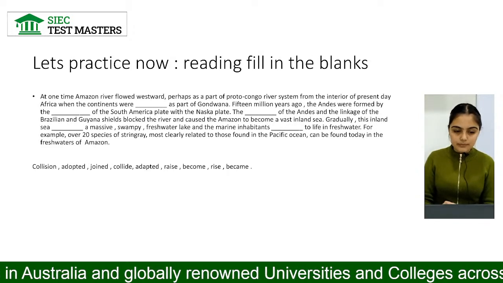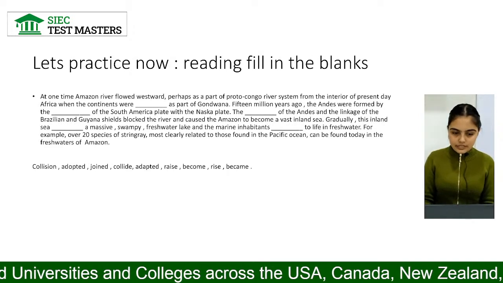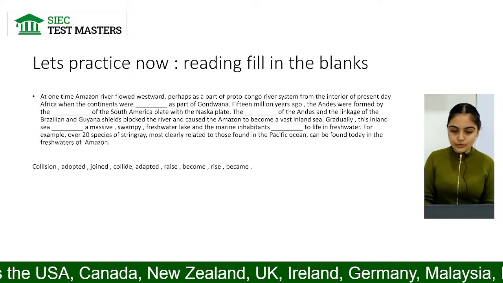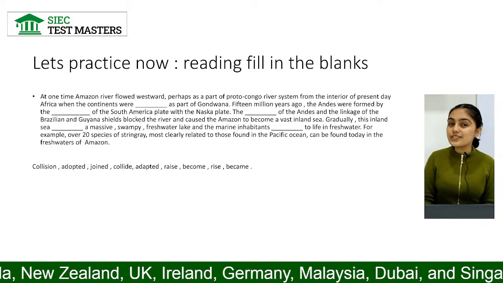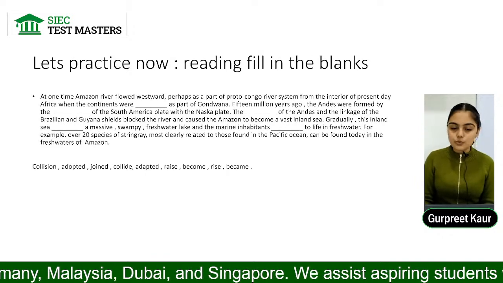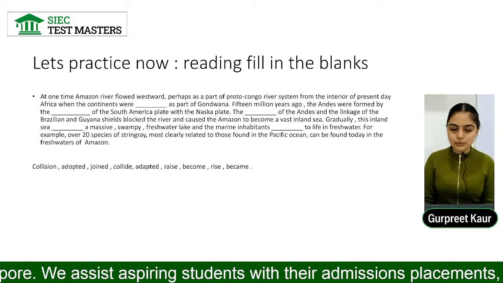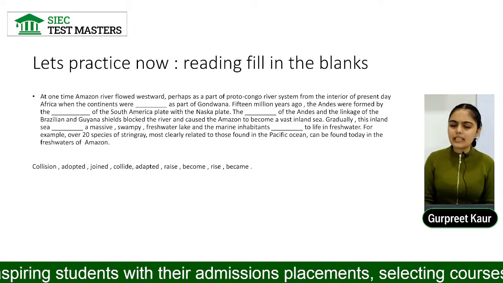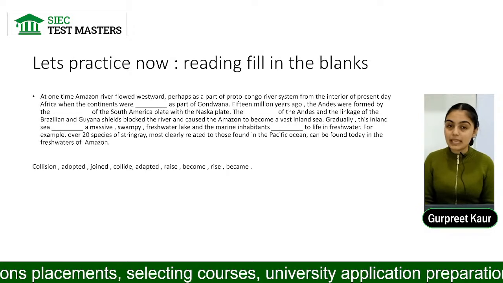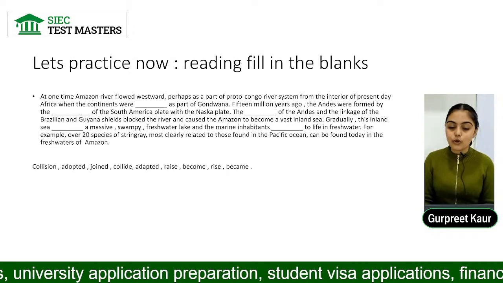Now here the first option is collision. Collision is not a verb, it's a noun, right? Then there is this verb adopted. Adopted is the verb, right? Then joined, again verb. Collide, again verb, but this is the first form of the verb. So this can probably not be the answer. Adopted, third form. Joined, again third form. Then collide can be an option, but it's the first form, so we cannot mention it. Adapted can be an option. Then raise, become, no. Rise, again first form. Became, no. Right? So the continents were dash as part of Gondwana.